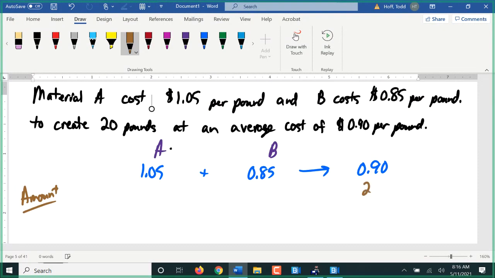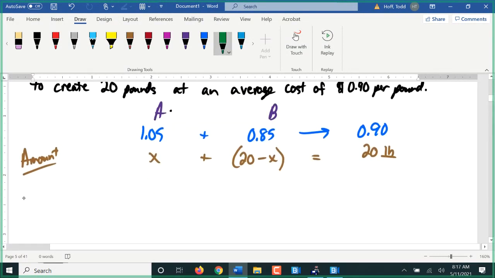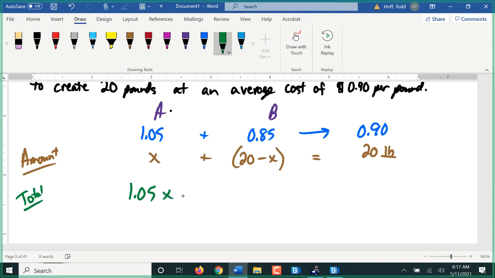Our total amount, well, we know we're going to end up with 20 pounds of the final mixture. We'll let x be the $1.05 amount. So 20 minus x will be the amount of the 85 cent of material B. So again, we're going to look at the total here. We don't have to convert these into rates because they're not percents, they're just dollar amounts. So it's 1.05 times x plus 0.85 times 20 minus x will equal 0.9 times 20.